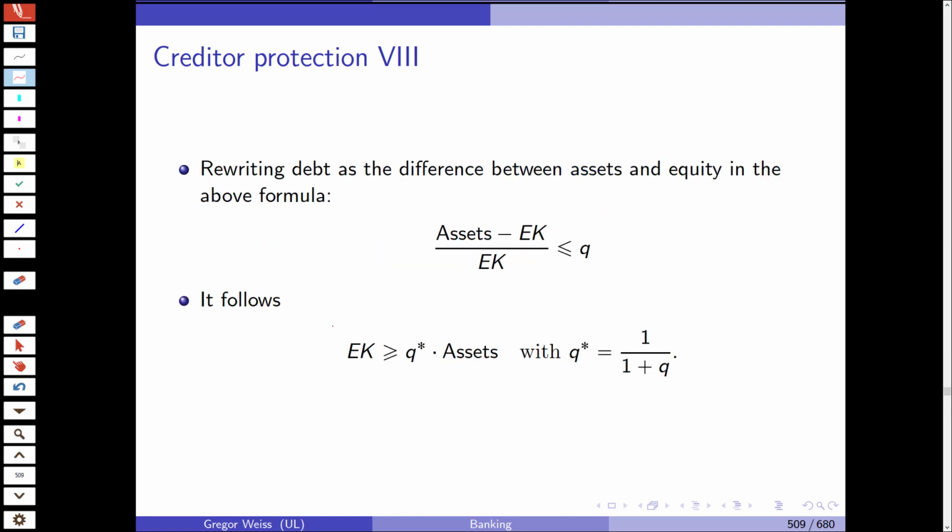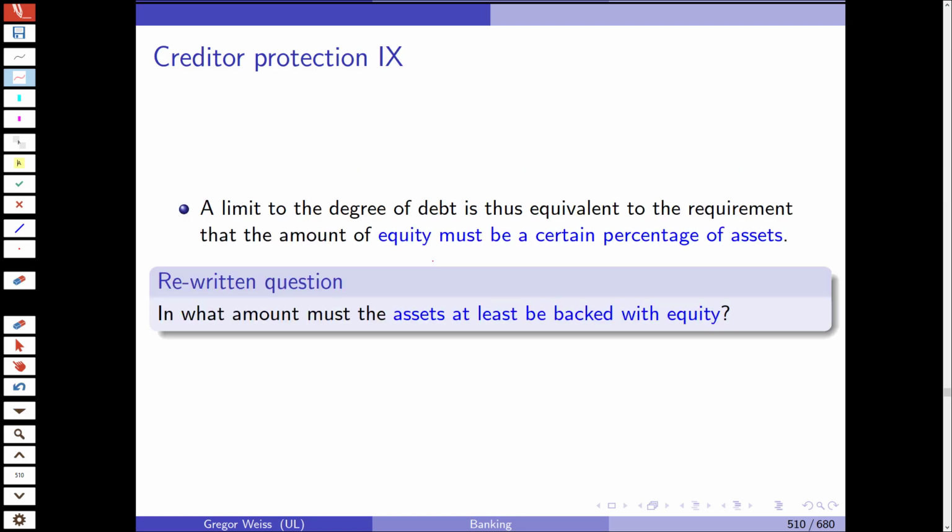A regulator should then intervene if a threshold value is exceeded, if this debt to equity ratio is higher than Q. So if we rewrite this as the difference between assets and equity in the above formula, so if we take total assets minus equity, this should give us debt, divided by equity, smaller or equal than Q. We can see that if we now multiply this with equity and get equity to the other side, we see that equity should be larger than Q star times assets. And Q star is given by 1 over 1 plus Q. This is the threshold.